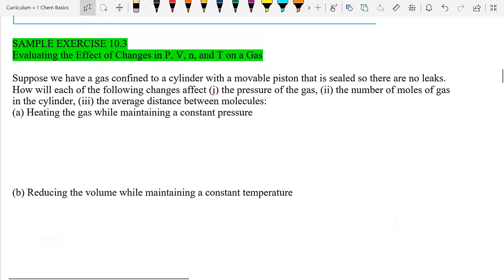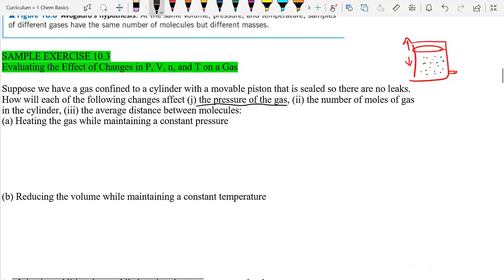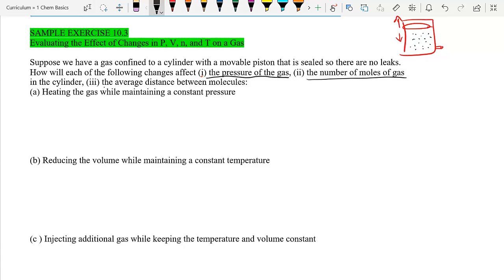Now we're going to work this practice exercise. Suppose you have a gas confined to a cylinder with a movable piston. So imagine you have a piston in here that can move up to expand the volume or move down to decrease the volume. And there is a sealed gas inlet down the bottom. So we have our gas particles that are going to be present inside of that container. Okay. What we want to consider for each of the proposed changes is what happens to the pressure of the gas. Consider the number of moles of gas, whether that's changed or not, and the distance between our molecules.